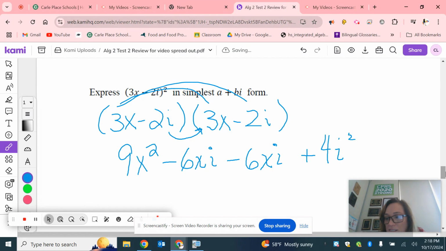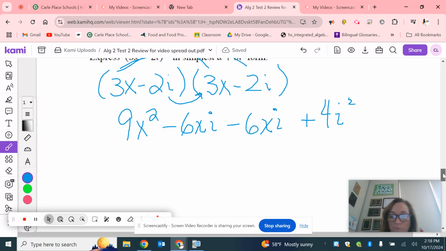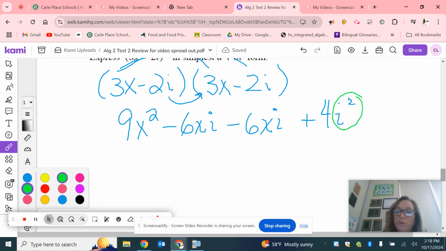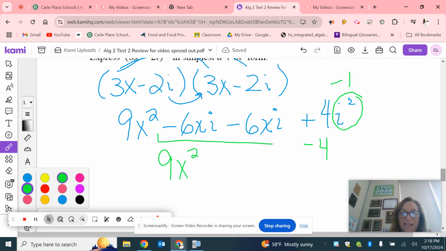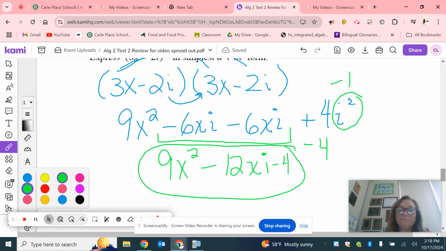Now, if this was Algebra 1, we would stop, combine like terms, etc. But Algebra 2, you have to remember that you have to replace the i squared with a negative 1. Okay? So you got to do that. So this becomes a negative 4. All right? So the 9x squared, combine the like terms, negative 12xi, minus 4 for the final answer. I'm not quite sure, but I'm pretty sure the calculator would check it because it has just the x in it. So I'm quite certain the calculator will check it for you.